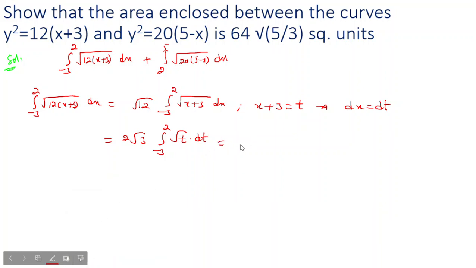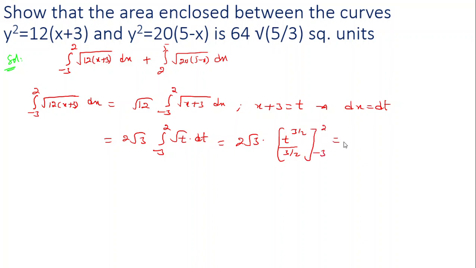And this is equal to applying the basic form of integrals, that is integral x^n dx equals x^(n+1)/(n+1). So now this is equal to t^(3/2) by 3/2, from -3 to 2. So now this is equal to 2 root 3 into 2/3 t^(3/2), from -3 to 2.